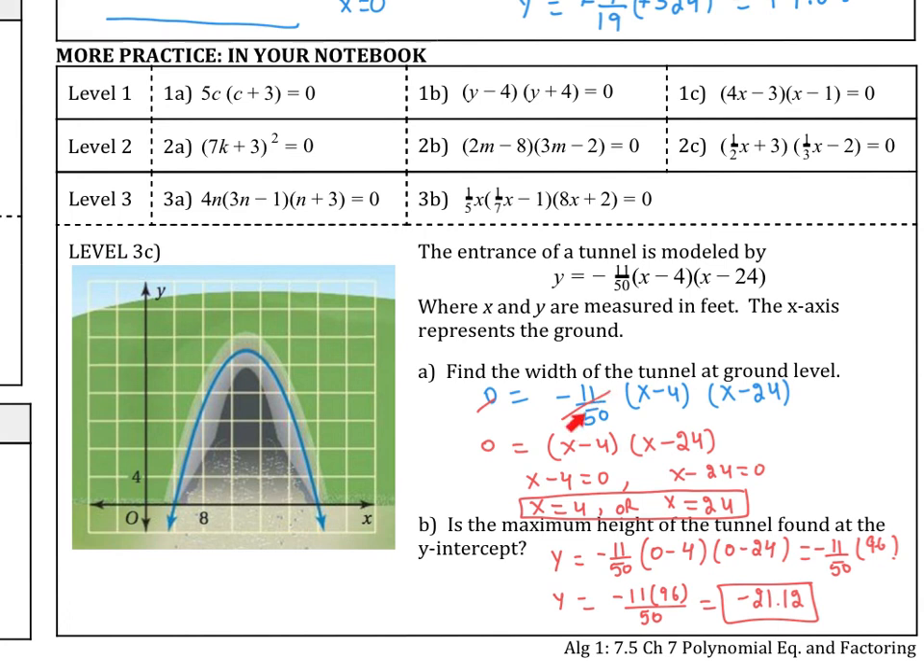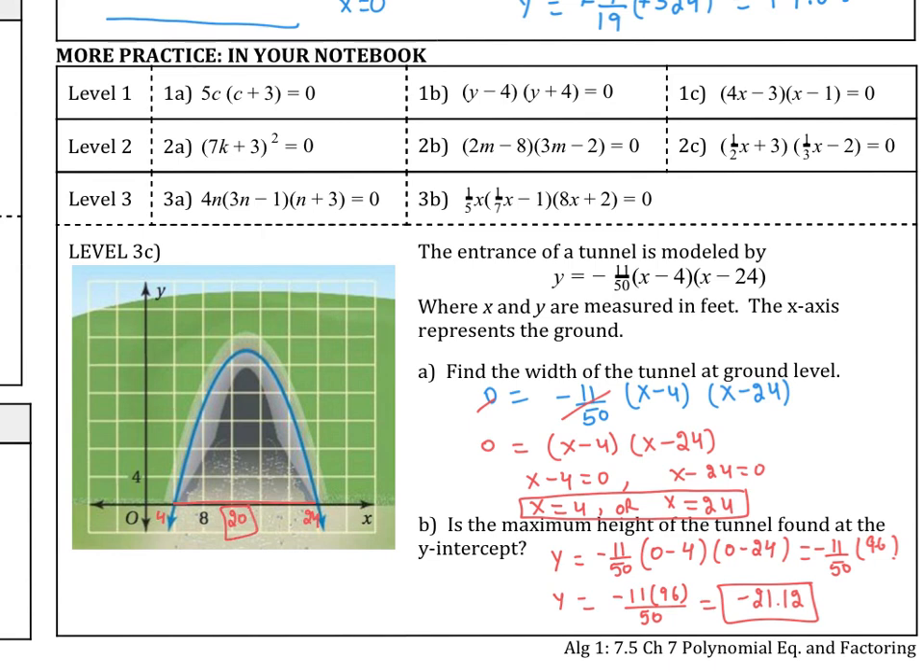Negative 11 over 50 goes on the other side and becomes 0. Now you have 0 equals x minus 4 times x minus 24. You put them equal to 0 one by one because of the zero product property. You got x equals 4 and x equals 24. So for example, if this is x equals 4 and this is x equals 24, it means that the distance should be 24 minus 4, and that's 20.